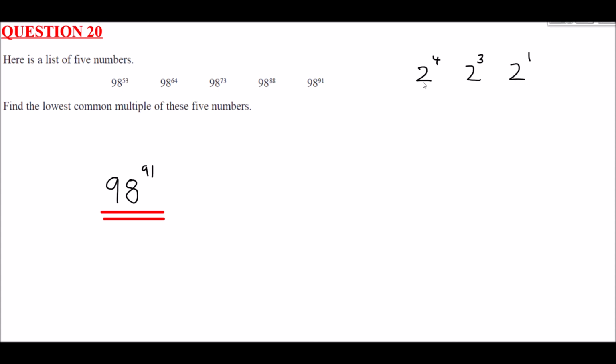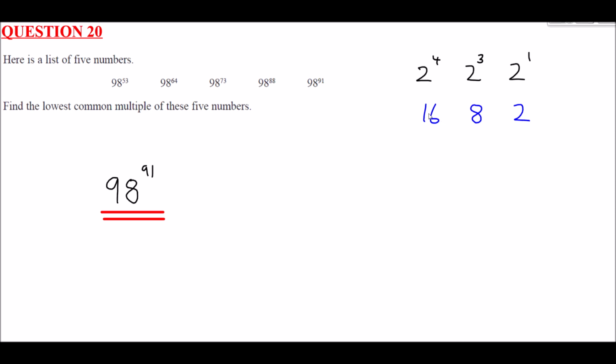Well, if we could, not that we can here, we could have worked these out. So 2 to the power 4 is 8. No, it's not. Grow a brain, Mr. Bailey. 2 to the power 4 is 16. 2 to the power 3 is 8. 2 to the power 1 is 2. The lowest common multiple of all of these would have been 16.